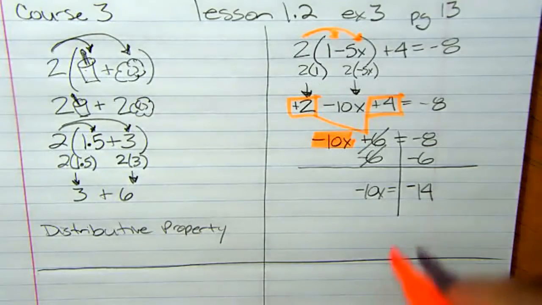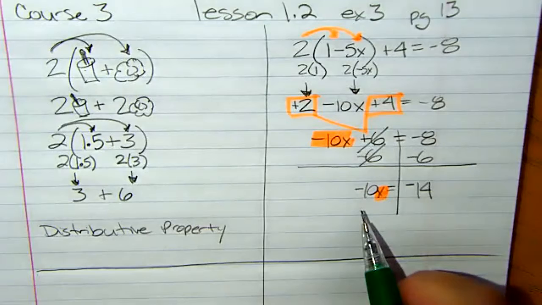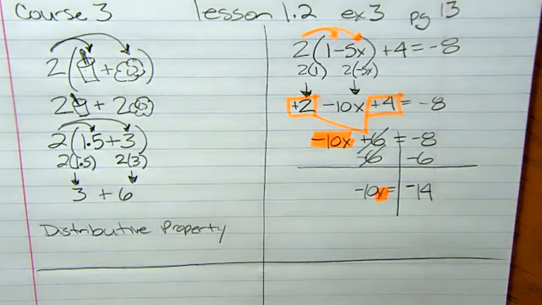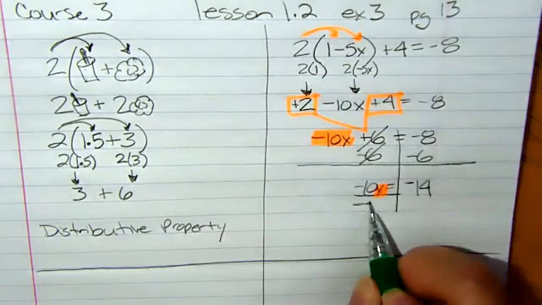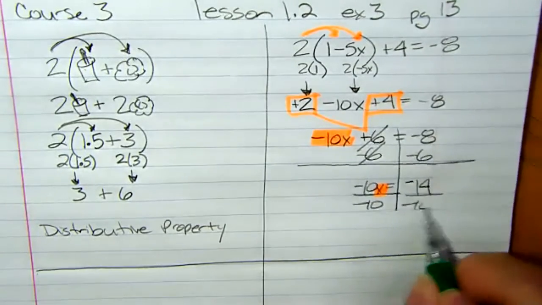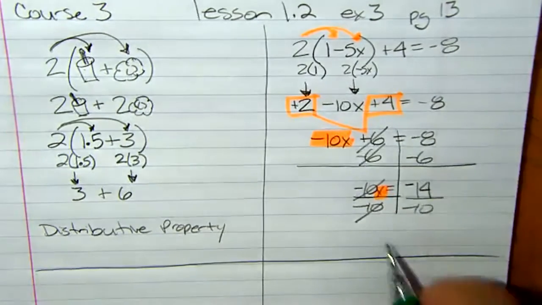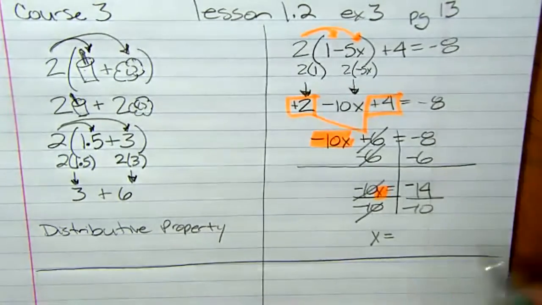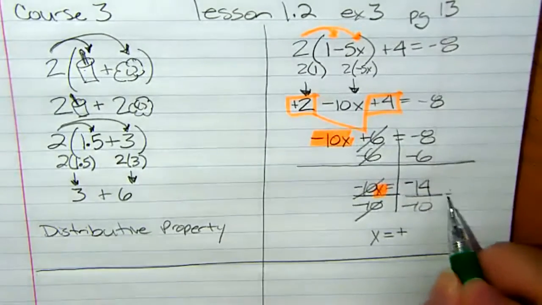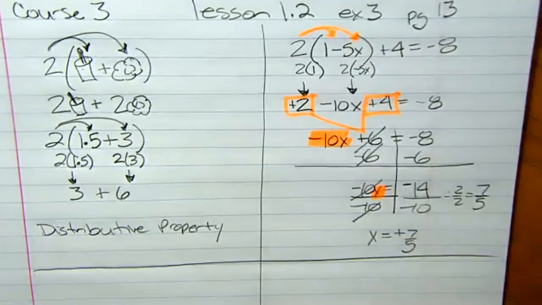Now, this should look like something we did last week. I need to undo times -10. So to undo multiplication, I'm going to divide by -10. And what I do to one side, I must do to the other. So these cancel, and I'm left with x equals a negative and a negative is positive. I can reduce this, and I get positive 7/5.